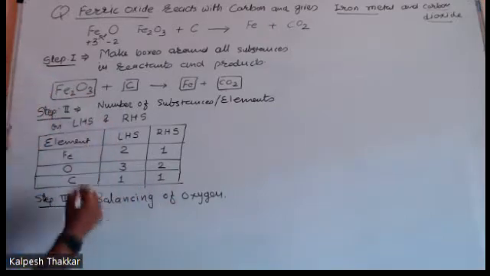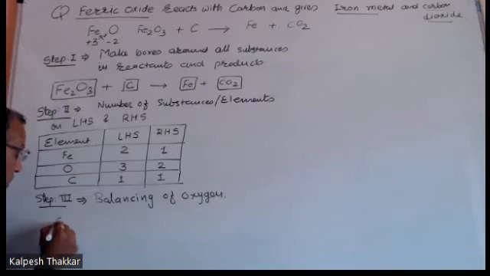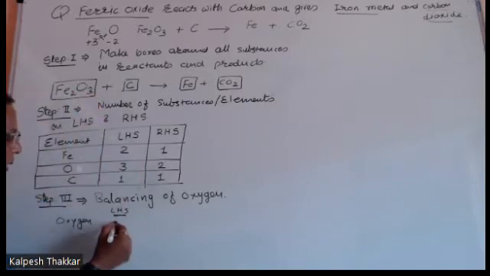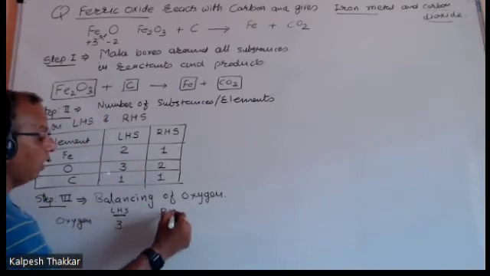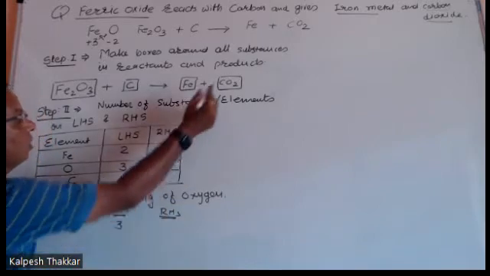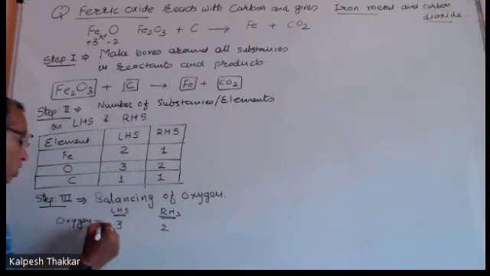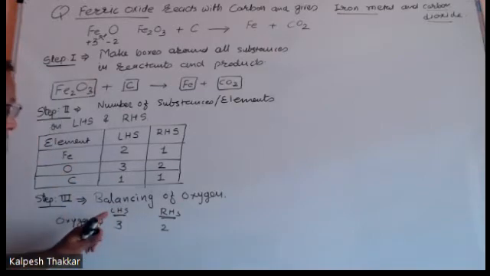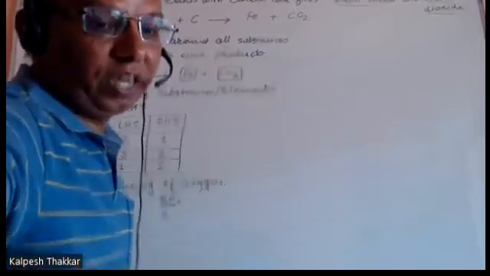First of all, you have to write oxygen here. Then on the left hand side, how many oxygens are there? 3. And on the right hand side, oxygens are 2. So this is the first step. Without balancing, there are 2 oxygens on the right hand side and 3 oxygens on the left hand side.